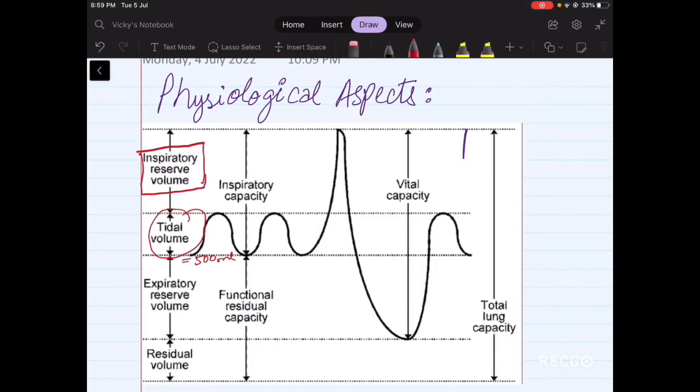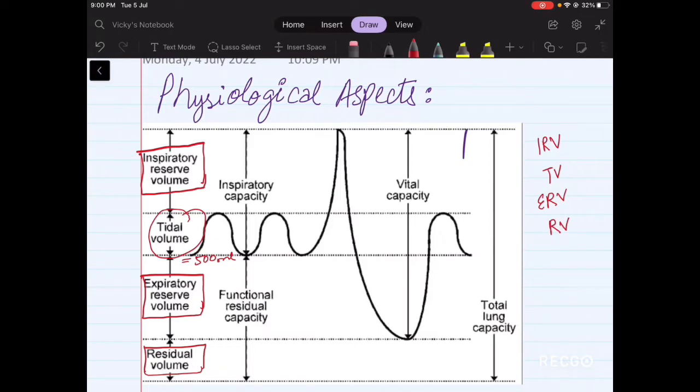Similarly, expiratory reserve volume is the amount of air expired forcefully after a normal inspiration. Then comes the residual volume. Residual volume is the amount of air which is left in the lungs after we undergo forceful expiration. So basically we have inspiratory reserve volume, tidal volume, expiratory reserve volume, and the residual volume.